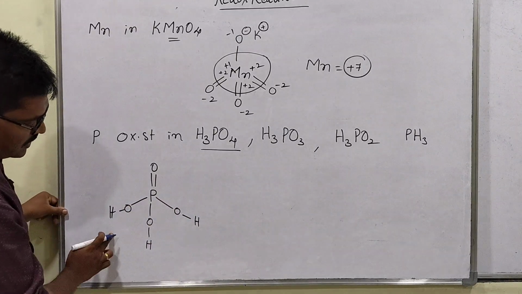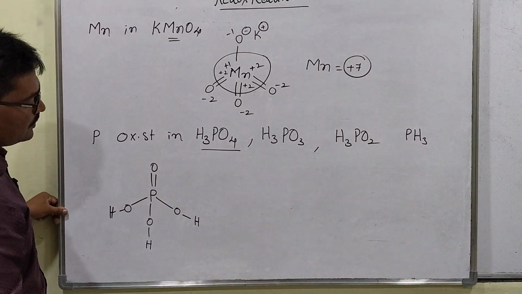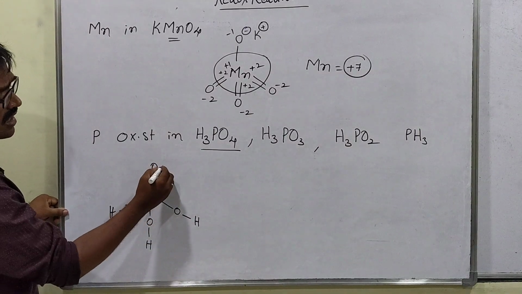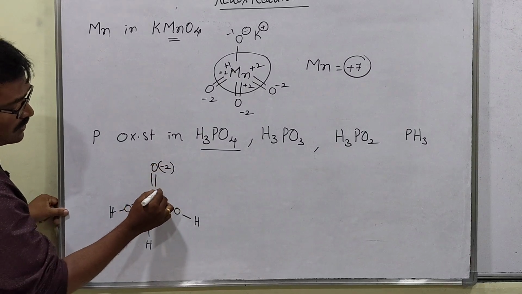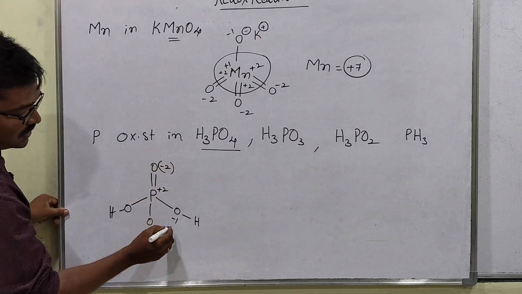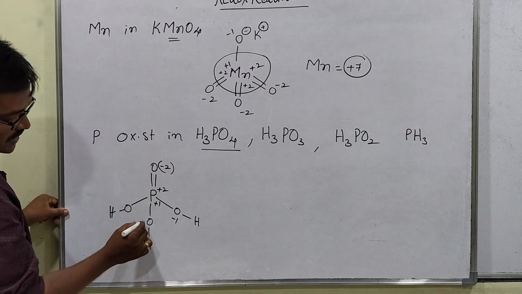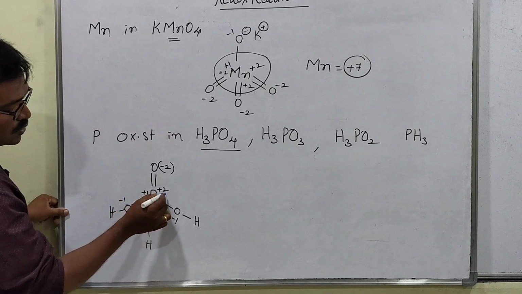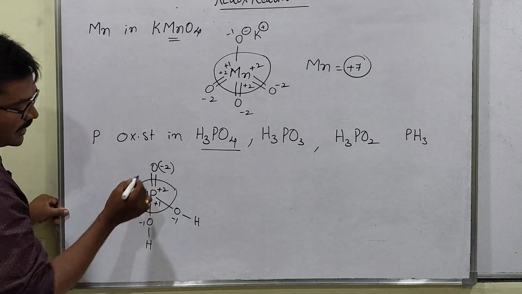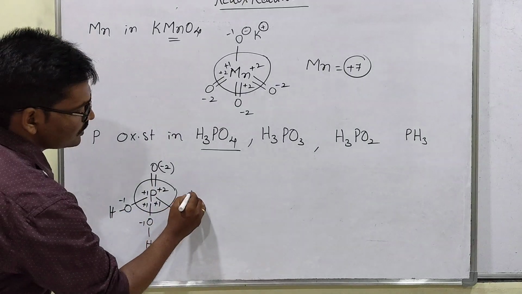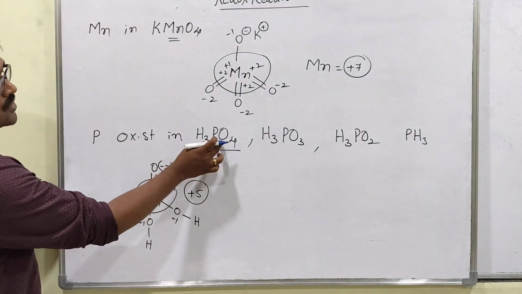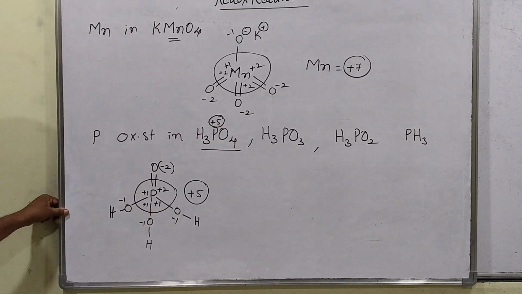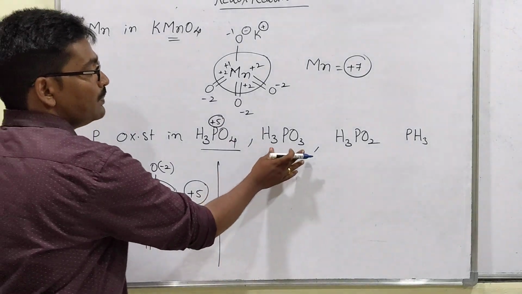So look at H3PO4. Now in between phosphorus and oxygen, a double bond is there. Oxygen is the most electronegative, -2. Then for this +2. This is -1, for this +1. This is -1, for this +1. This is -1, for this +1. So the total positive charge surrounding phosphorus is +5. So in H3PO4, the phosphorus oxidation state is +5. Clear, my dear students?